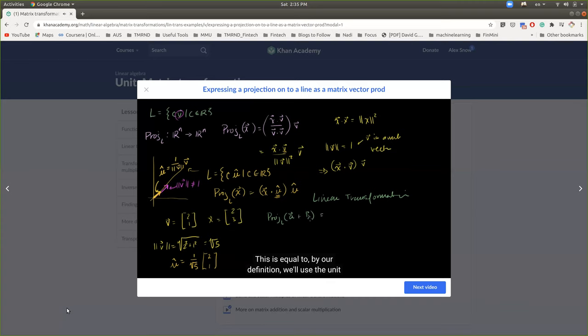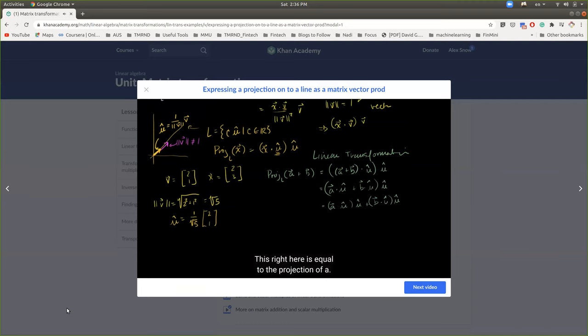So this is equal to, by our definition, and we'll use the unit vector version because it's simpler, A plus B, that's our X, dot U, and then all of that times our unit vector. Now, we know that the dot product has a distributive property, so this is equal to A dot U plus B dot U, all of that times the vector U. These are just scalar numbers, so scalar multiplication has the distributive property, so this is equal to A dot U times our vector U, remember, this is just going to be some scalar, plus B dot U times our unit vector U.